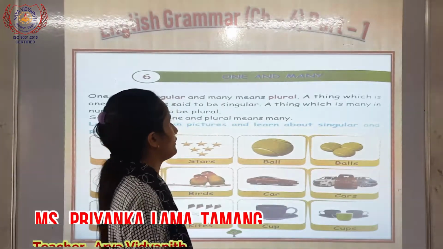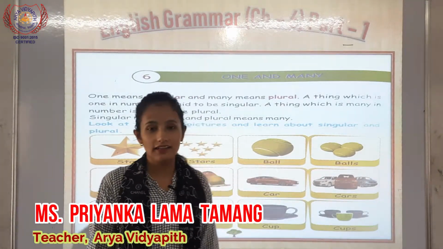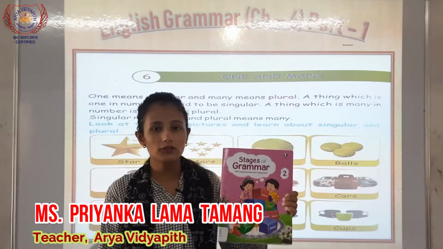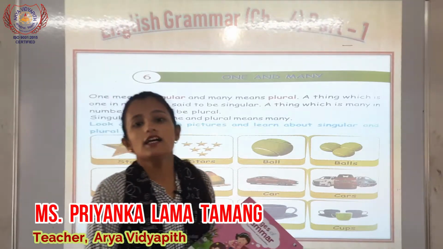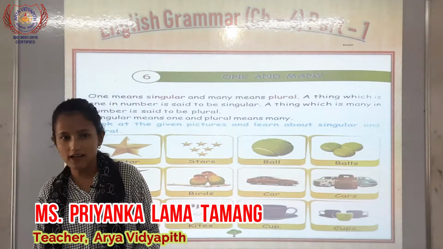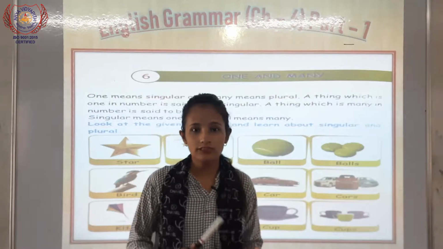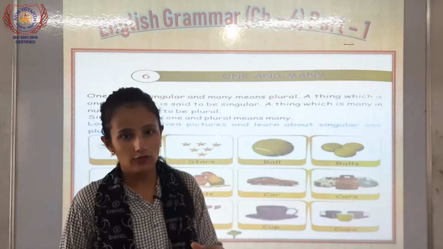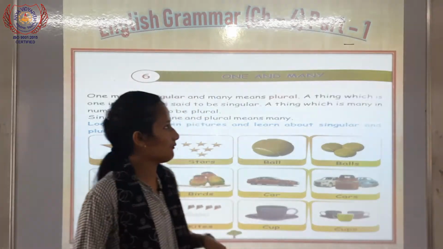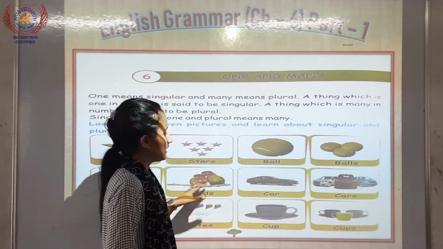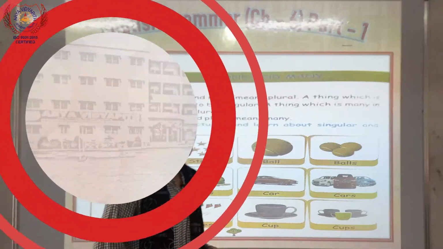So today we are going to start English grammar class. Those who have English grammar book, you can take out the English grammar book. Yesterday we have finished chapter 5. So I am going to start chapter 6. In chapter 5 we have finished noun. Okay, so today I am going to start chapter 6, page number 22.